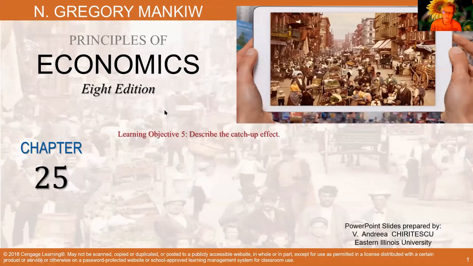Okay, so in this particular objective, we're going to describe the catch-up effect, but we have to first explain the law of diminishing returns. So I'm going to go ahead with the intro, show you another video, and then come back and describe the catch-up effect.